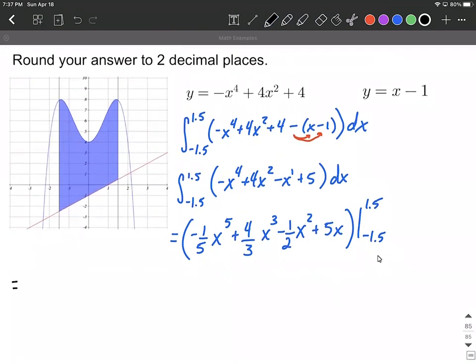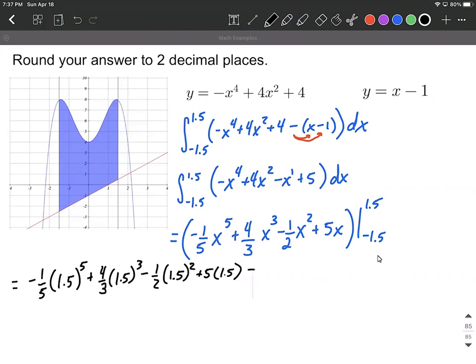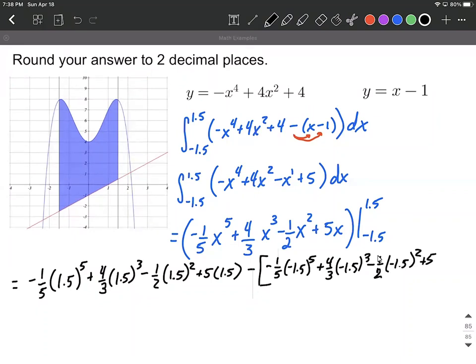That's going to be -1/5, 1.5 gets plugged into the fifth power, plus 4/3, 1.5 to the third power, minus 1/2, 1.5 to the second power, plus 5 times 1.5. Doing this kind of quickly, but I don't think it'll be too big of a deal. All right, and then subtract away. I'm using a big bracket here as we plug in our -1.5 for each one of the x's. Minus 1/2 times -1.5 squared plus 5 times -1.5. And we'll close that off.